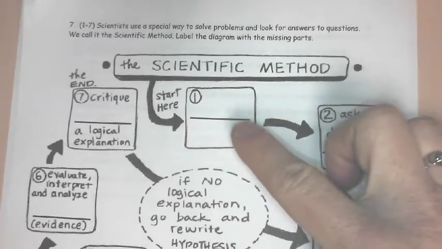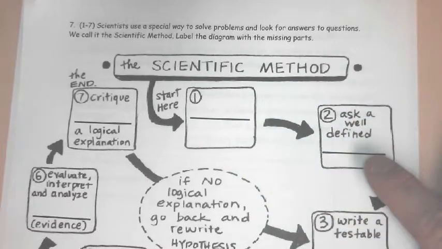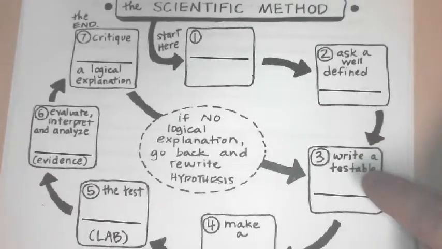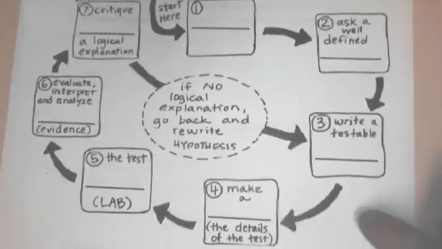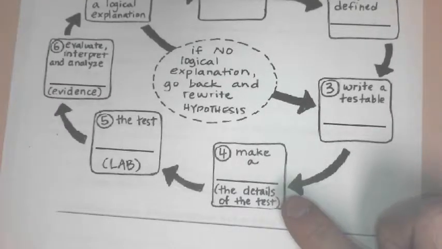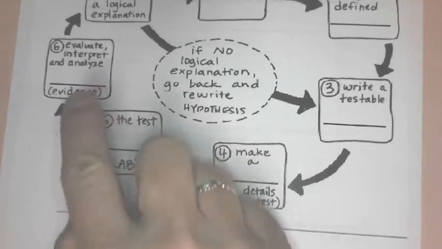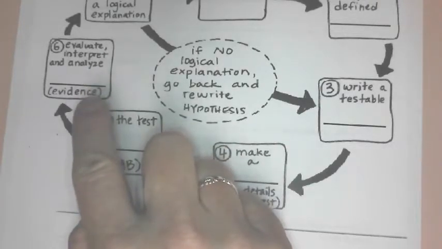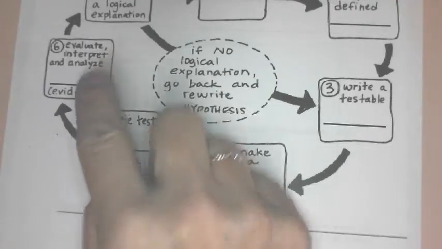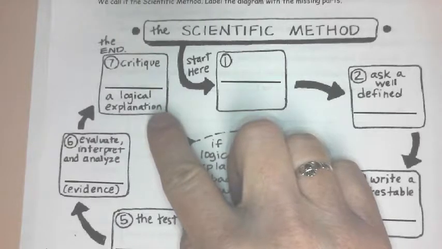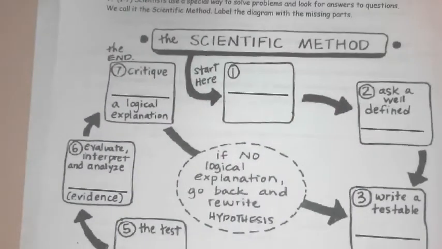Number 1. Number 2, ask a well-defined. Number 3, write a testable. Number 4, make the details of the test. Number 5, the test itself, or the lab. Number 6, evaluate, interpret, and analyze the evidence. Number 7, critique. It's a logical explanation.